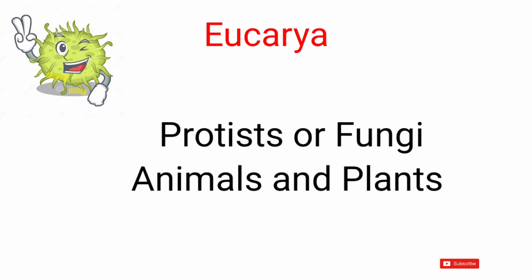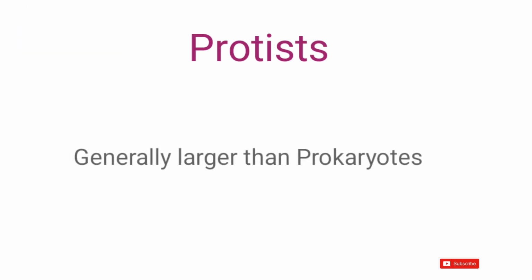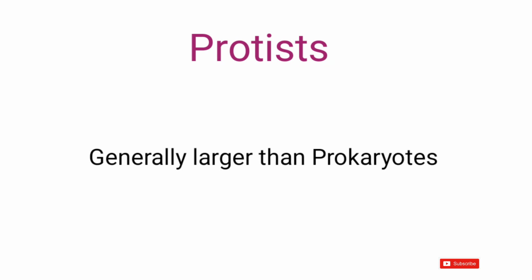The last domain, eukarya, includes microorganisms classified as protists or fungi. Animals and plants are also placed in this domain. Let us know briefly about protists. Protists are generally larger than prokaryotes and include unicellular algae, protozoa, slime molds, and water molds.